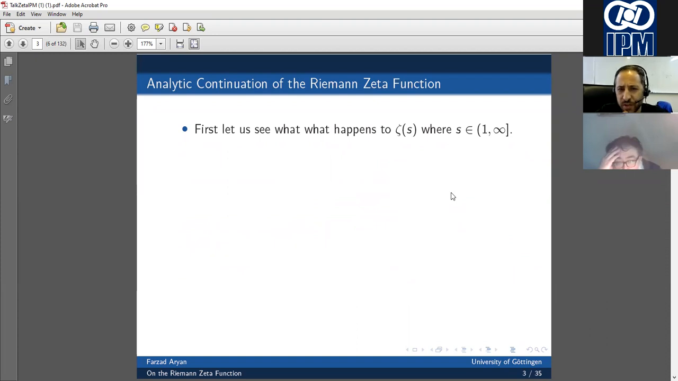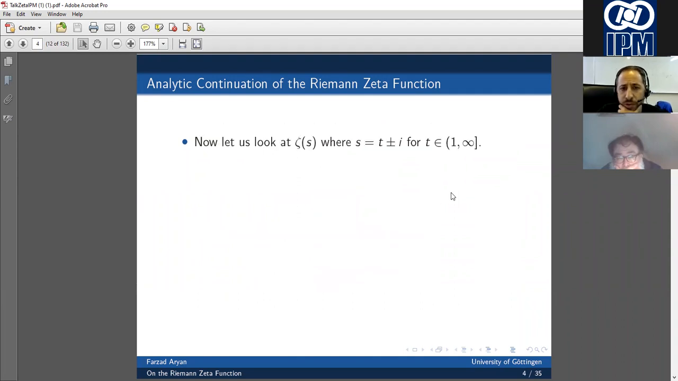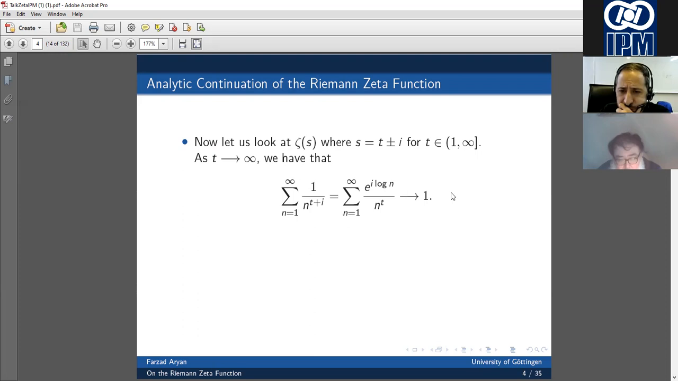To understand the analytic continuation of zeta, let's see what zeta does to the lines in the complex plane. It takes the real line from 1 to infinity to itself, so it's kind of invariant for it. Then imagine you shift the line to the imaginary part +1, imaginary part -1. What happens to that at infinity? Everything goes back to 1.